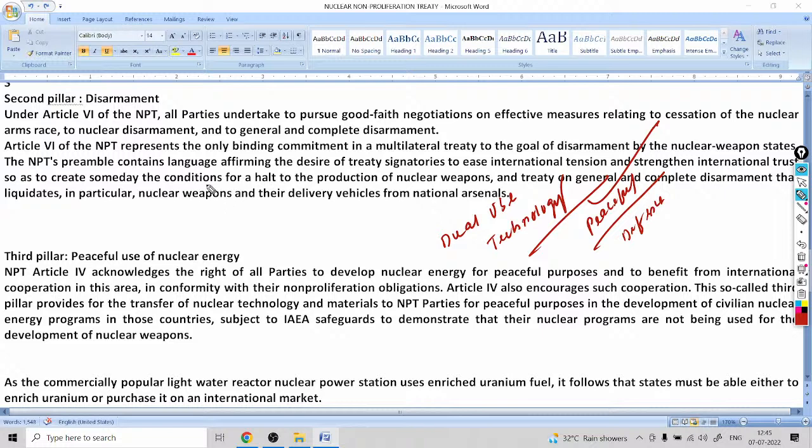In which sectors? You can see it is widely used in energy, for power generation, in healthcare, nuclear medicine, and in other activities like food preservation, in agriculture, in industry. Radioisotopes are used. So its civilian use is also growing, and more and more research is on peaceful use.